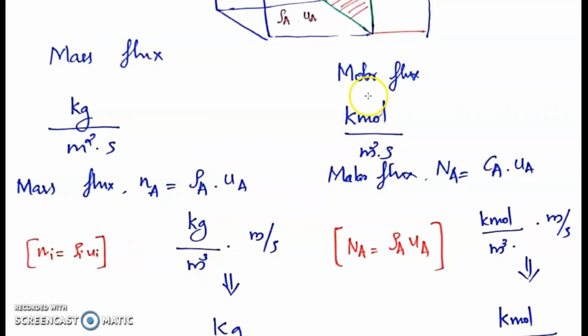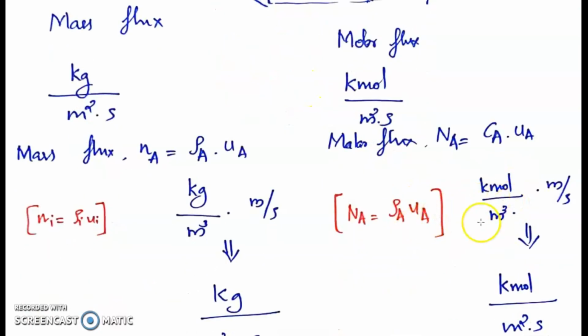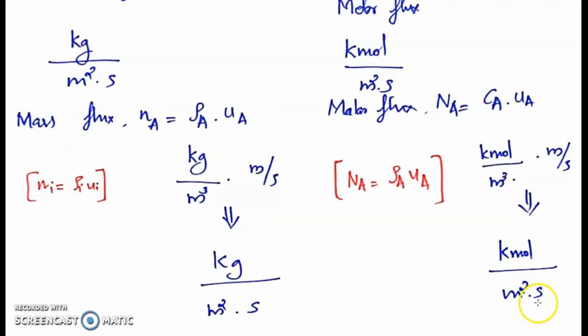Similarly, we have molar flux. Here the unit of molar concentration is kilomole per meter cube. So we can get molar flux, which is represented by capital Na. These notations are very important. These are the standard notations. So capital Na means molar flux, which is equal to Ca into Ua, where Ca is the molar concentration of A, and Ua is the individual velocity, or velocity of A in the rectangular tube. Similarly, we get the unit here as kilomole per meter square second.